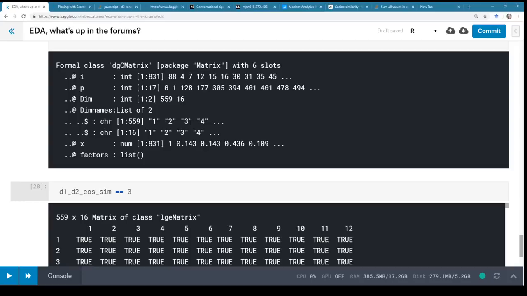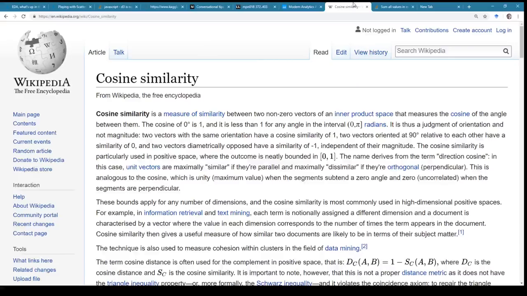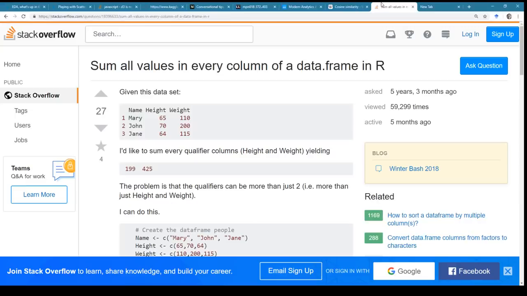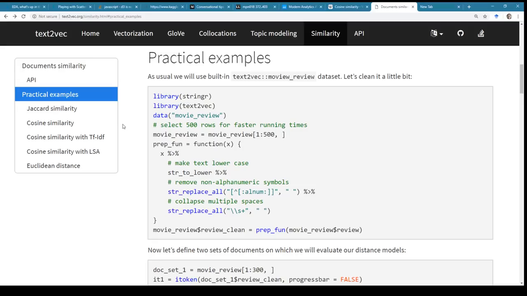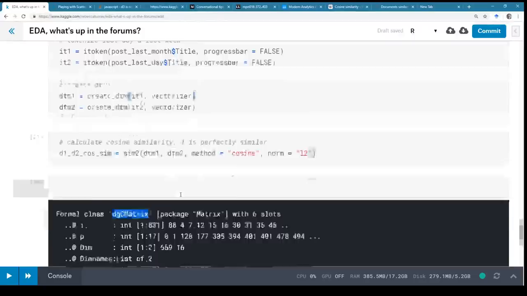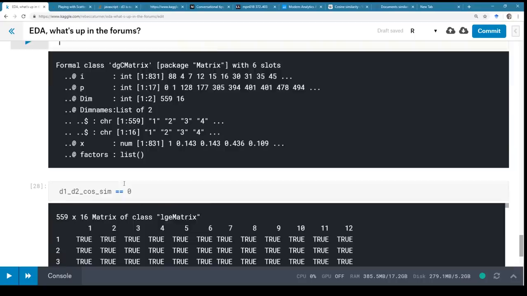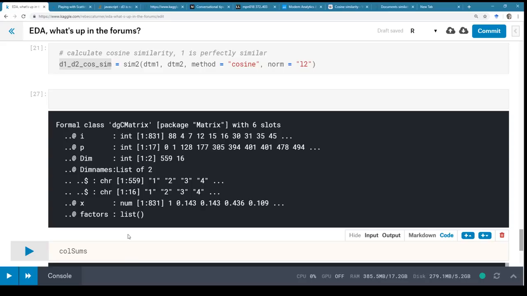Ugh, okay. Let's look at the documentation again and see if we can get this, because I was expecting this to be a matrix, and it is not. Were you what I was looking at before? Yes. Okay. It is a matrix, but it's a sparse matrix. So I guess I just have to give it the dimensions. It was 159 and 16. What was it? Call sums. And then the name of this.